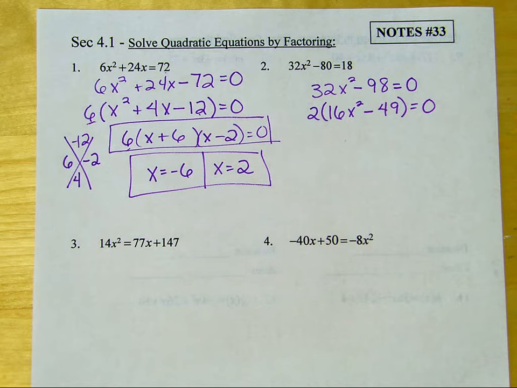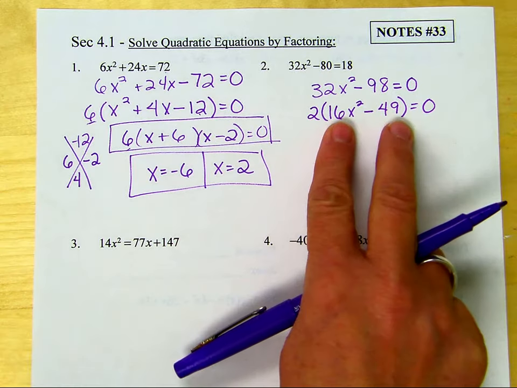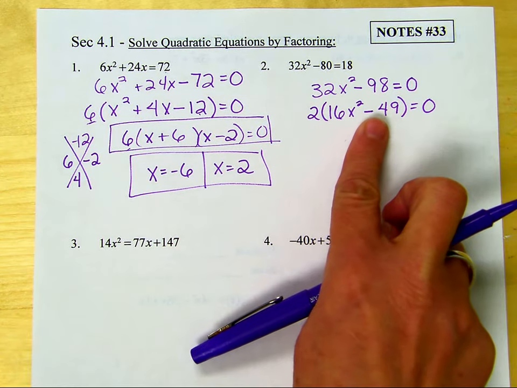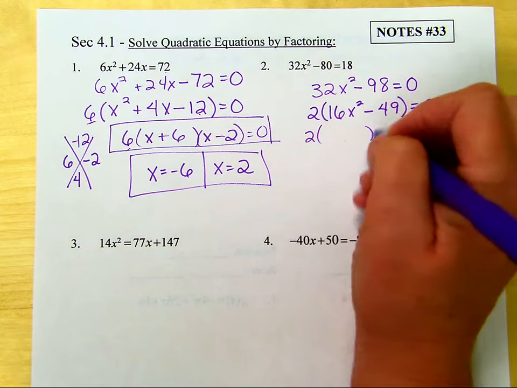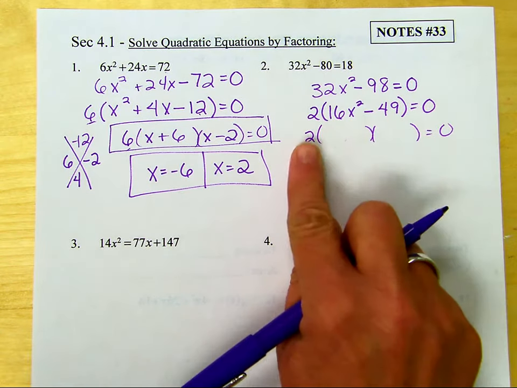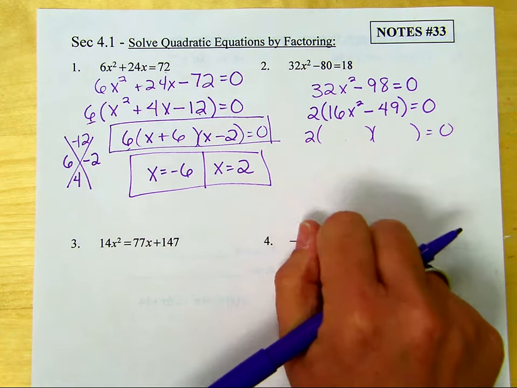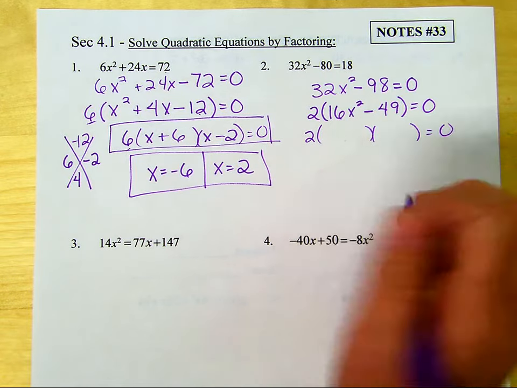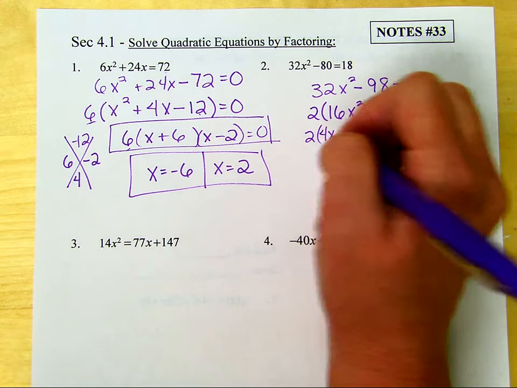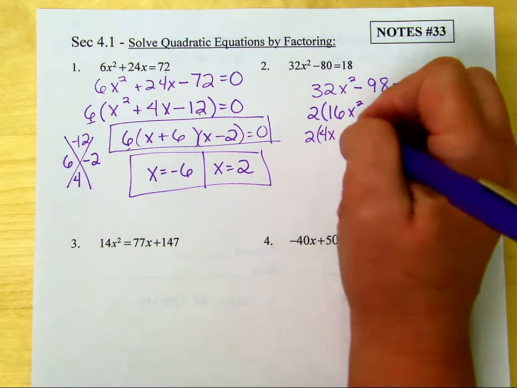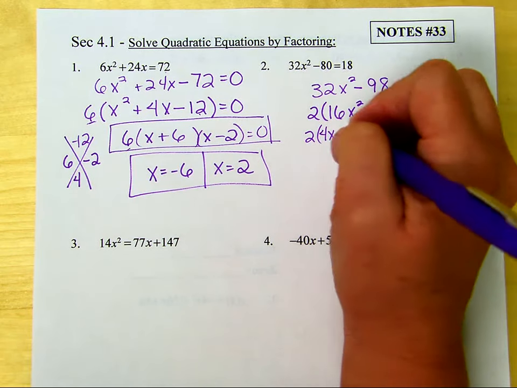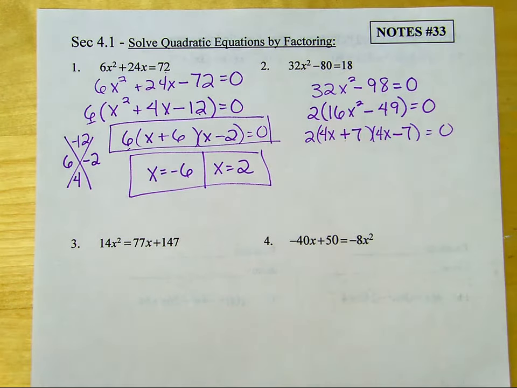Okay, what do you think about those parentheses? Good. I've got 2 perfect squares and the difference in between. So that's difference of squares. So I'm going to have 2 parentheses equal to 0. So 2 times, square root of 16x squared is 4x. So I've got 4x times 4x. Square root of 49 is 7. So I've got 7 times 7, 1 plus, 1 minus.